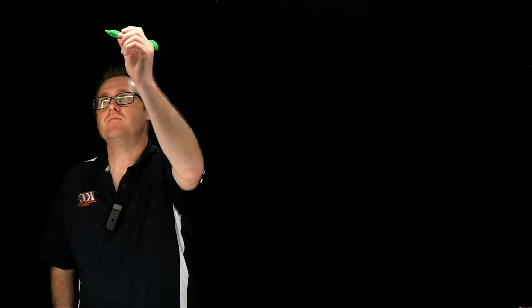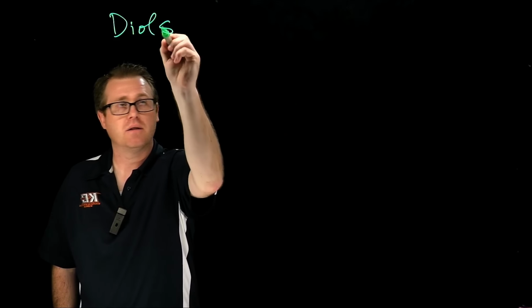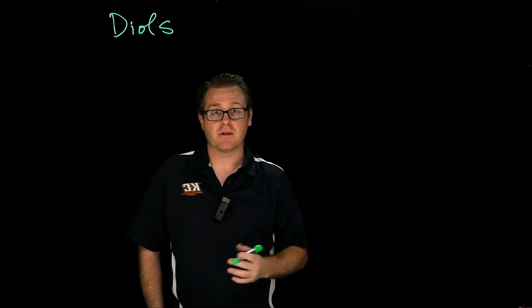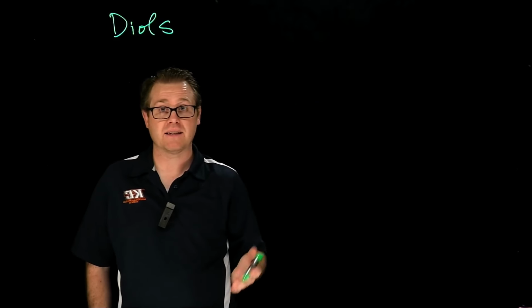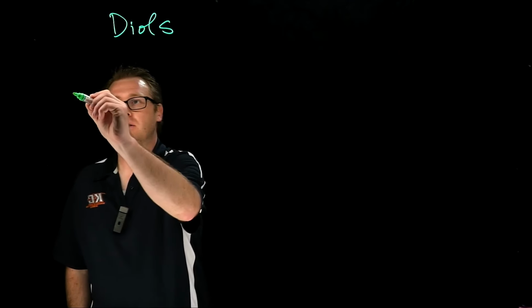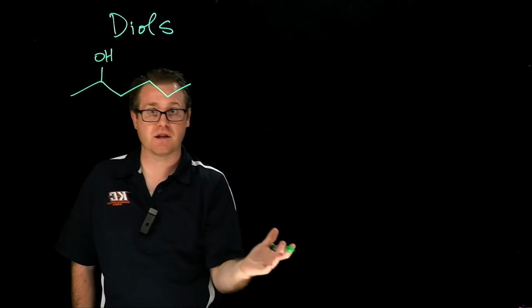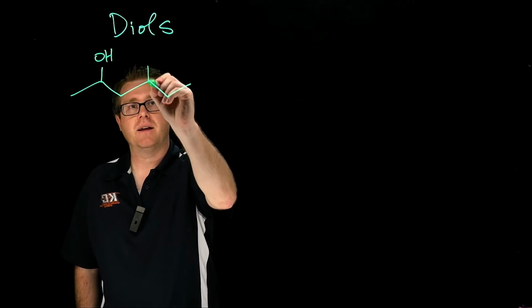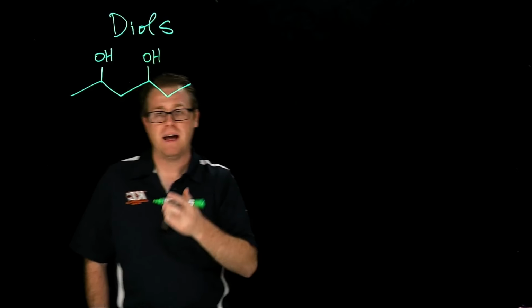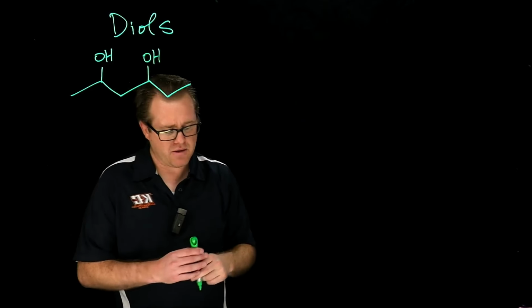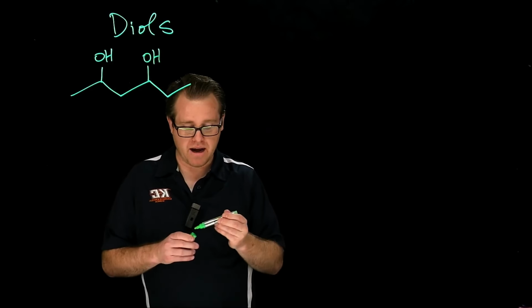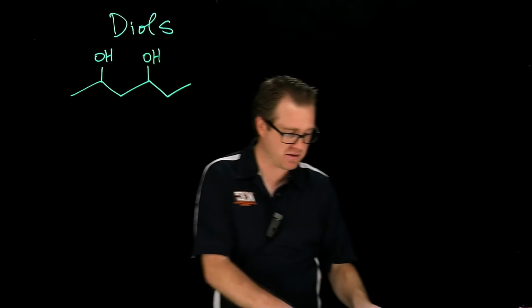Hello class, welcome back. So what we want to talk about today is making molecules that are called diols. Diols are simply molecules that have two alcohols in them. So you could have something that looks like this. That's just an alcohol, but if I tacked on another one, we would have a diol. And we have seen how to make diols from previous chapters.